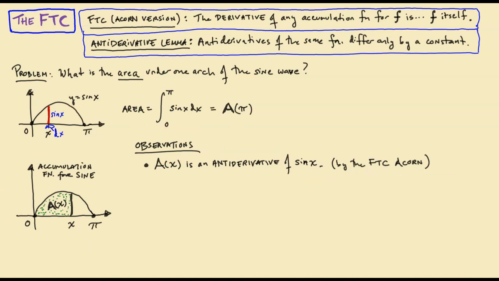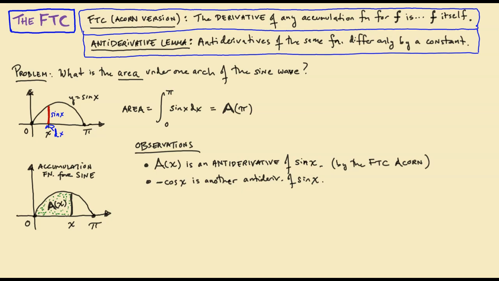Let's make another observation. Minus cosine x is another antiderivative of sine x. Well, that's just something everybody knows. You take the derivative of minus cosine and you get sine. Okay, so what's the big deal? We have found two different antiderivatives of sine.